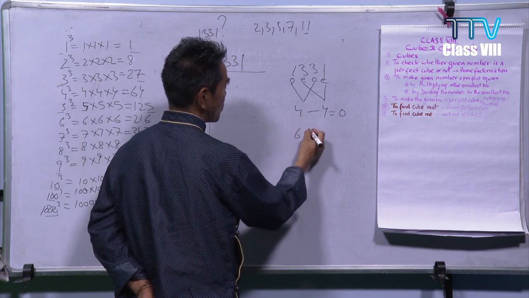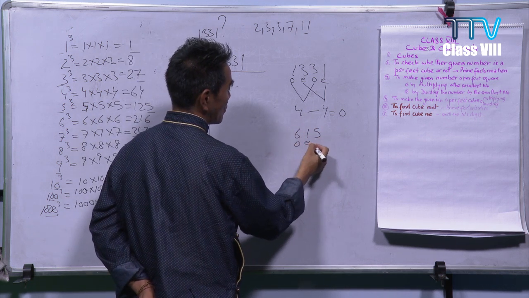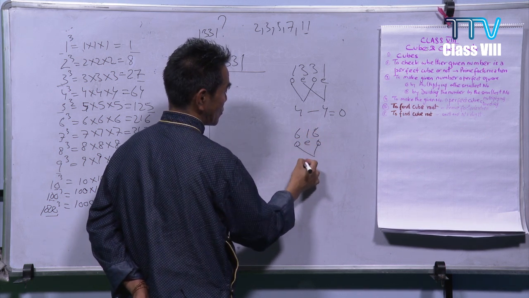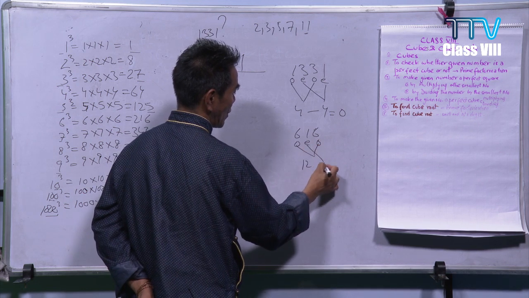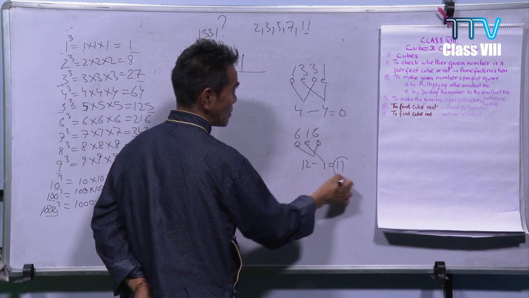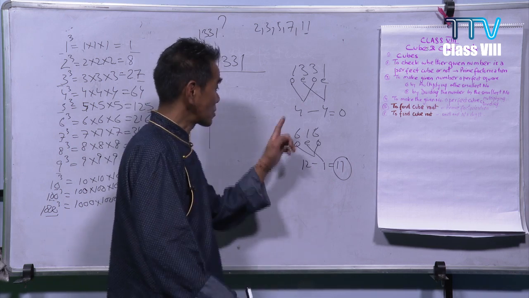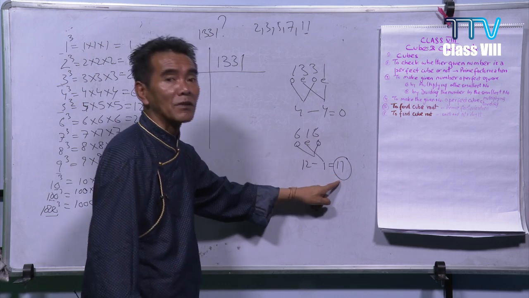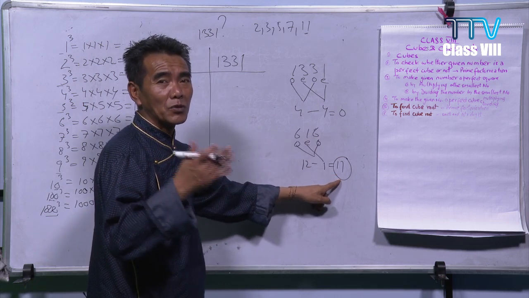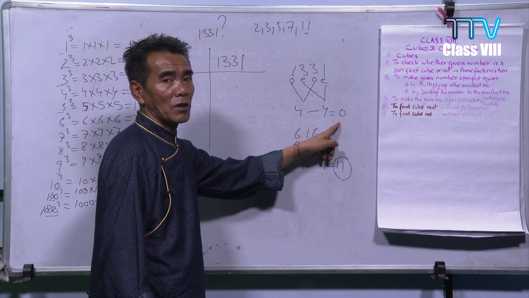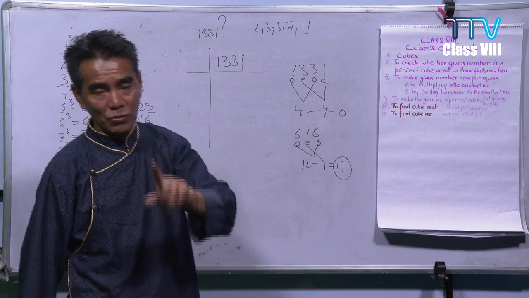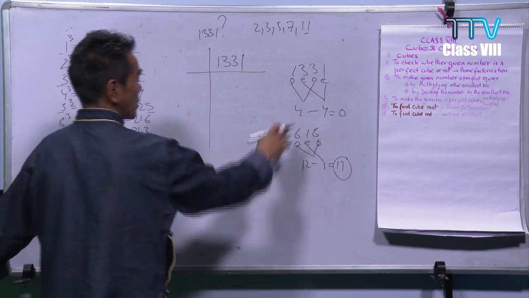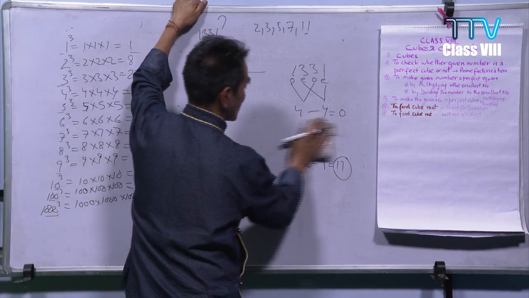For example, take 616: odd, even, odd. You add the odd-place digits and you get 12, and the even-place digit is 1, so the difference is 11, which is a multiple of 11. So 616 is divisible by 11. The difference could be 11, 22, 33, 44, or 0. Here the difference is 0, so this number 1331 is divisible by 11.